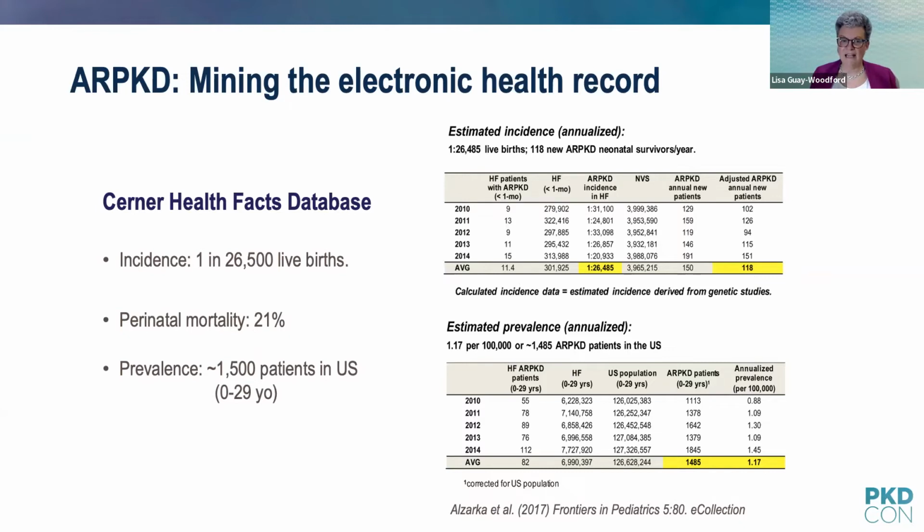And then finally, we asked how many patients are alive in the United States with ARPKD between, say, 0 and 29 years of age. At the time we did this analysis, we estimate that there are about 1,500 patients with ARPKD living in the US.